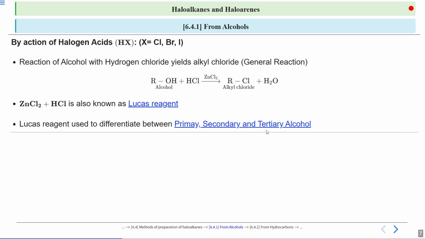Primary, secondary, and tertiary alcohol, same thing. A hydroxyl attached to a carbon which is attached to only one other carbon is a primary alcohol. A hydroxyl group attached to a carbon which is attached to two other carbons is a secondary alcohol. And in a tertiary alcohol, the hydroxyl group is attached to a carbon which is bonded to three other carbons, right? So how can you use Lucas reagent to differentiate between the primary, secondary, and tertiary alcohols?